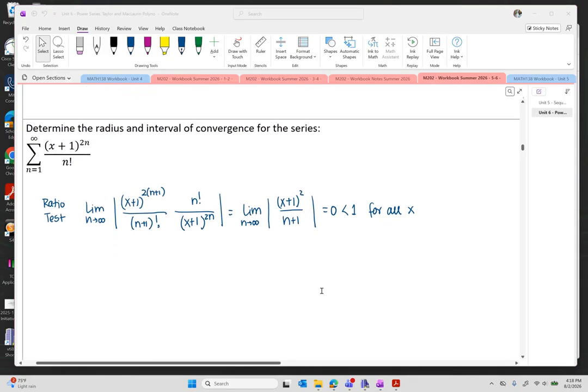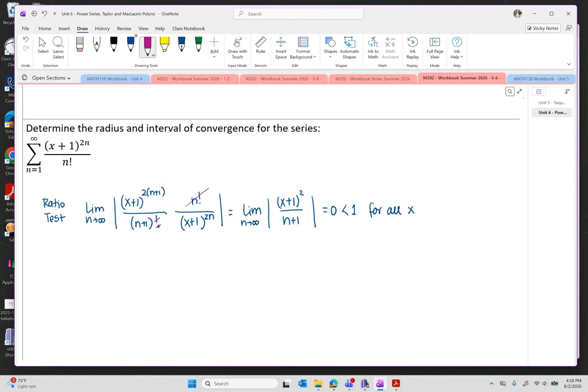For our last example in our notes, we have the series (x+1)^(2n) divided by n factorial. When I take the ratio of two consecutive terms, I get (x+1)^(2n+2) over (n+1) factorial. With the n factorial, all the first n factors of (n+1) factorial will go away and the n+1 will be left.